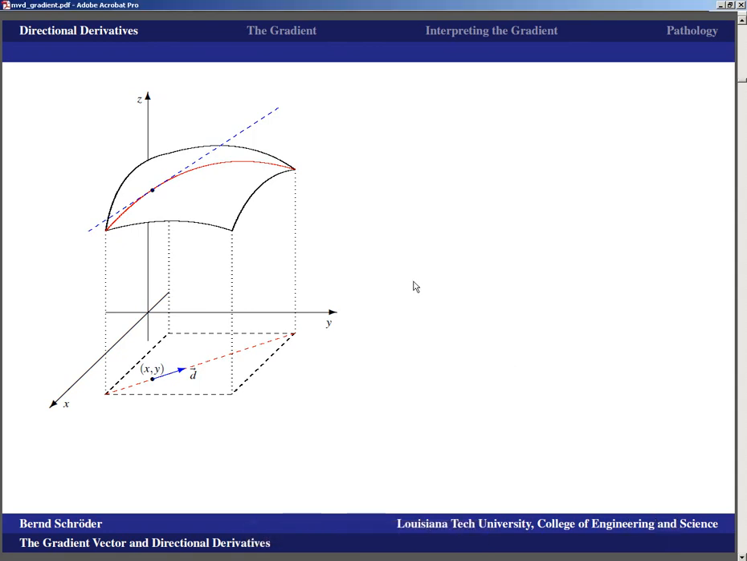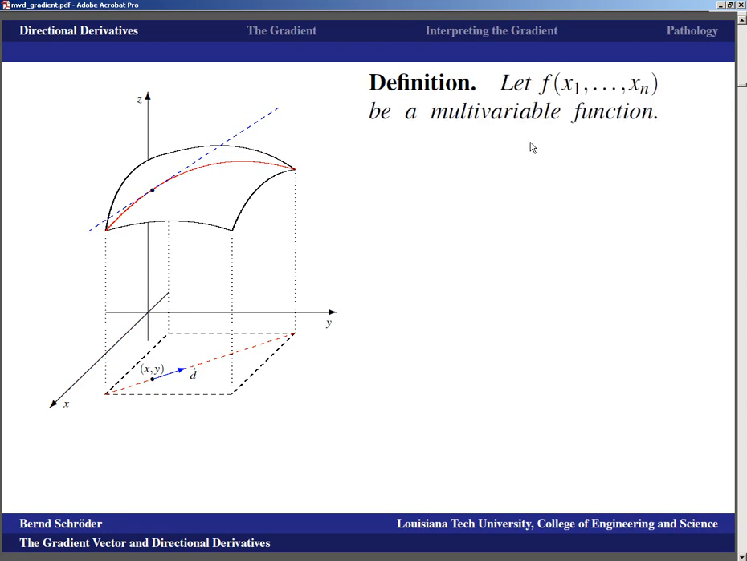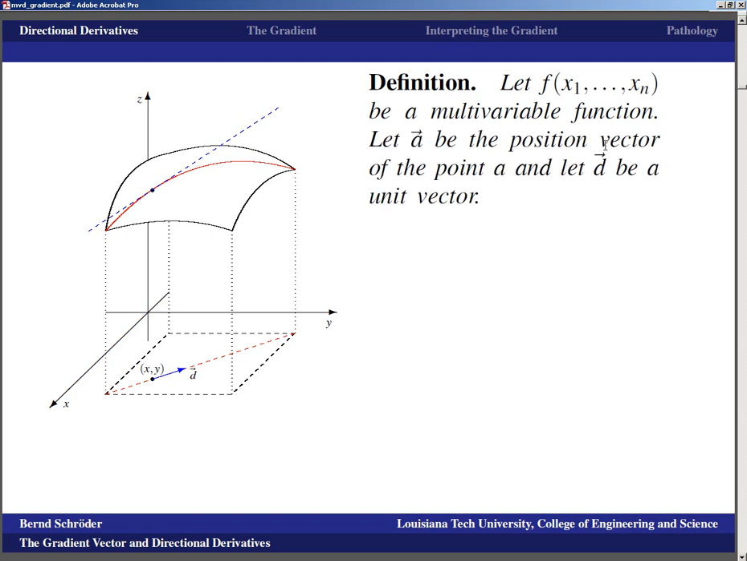Okay, and so this is the geometric aspect of the whole thing, but remember that we will ultimately work with functions of arbitrarily many variables, in which case these kinds of things are basically just simpler visualizations. So the abstract definition is, if we have a function of n variables, 3 variables, 4 variables, 2 variables, doesn't matter, and we let a be the position vector of the point a, which is xy here, and let d be a unit vector, and we will talk about that being a unit vector in just a minute, but it needs to be one for this definition.